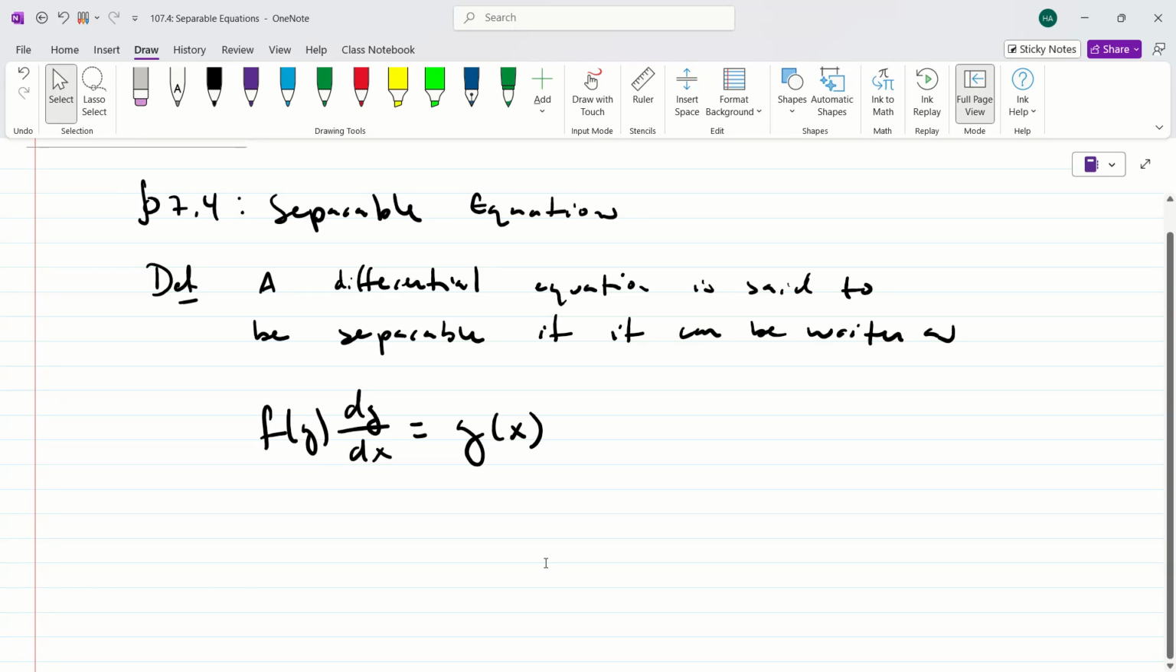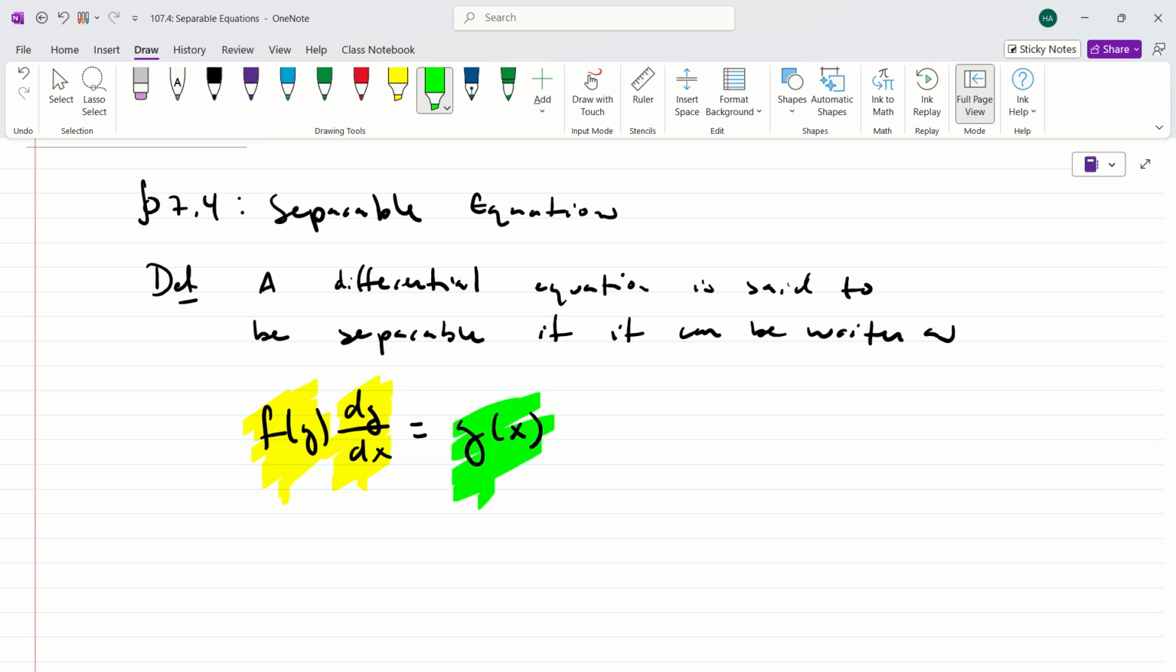In section 7.4, we take a look at separable equations, that is, separable differential equations. A differential equation is said to be separable if it can be written in the following way: a function of y times dy dx is equal to a function of x. So in other words, you can separate all the y's on one side and all the stuff with x's on the other side.